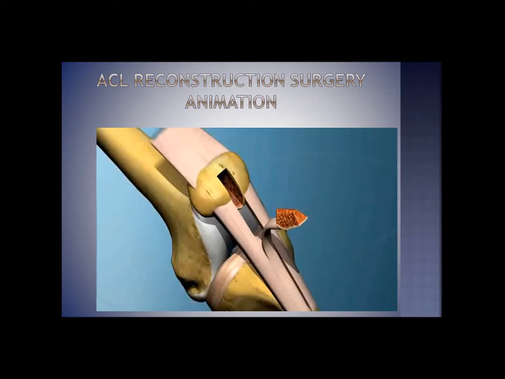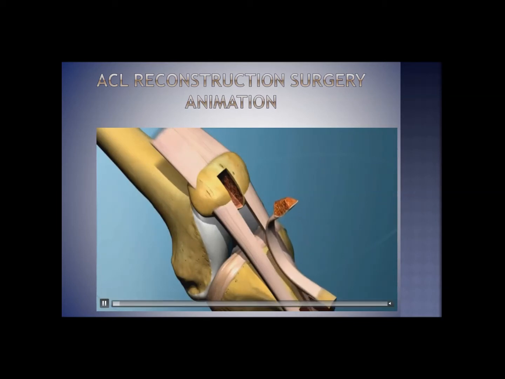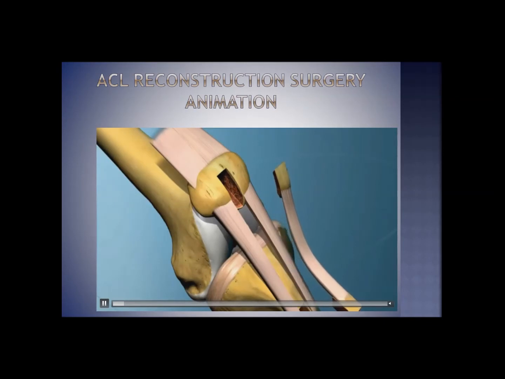So this is an animation based on what an ACL reconstruction surgery looks like. So as you can see, he had a tear, and so they're going to have to reconstruct it. So this is just a little animation. So what they do is they're going to take a tendon from, this is the patella, that's the tibia.